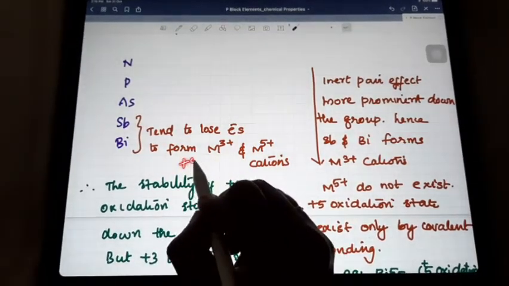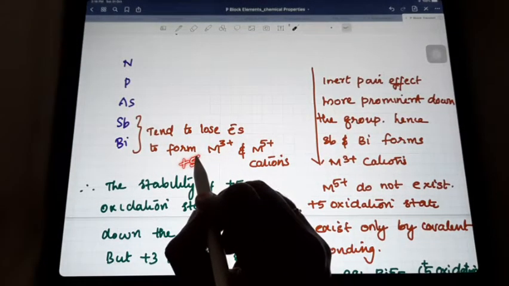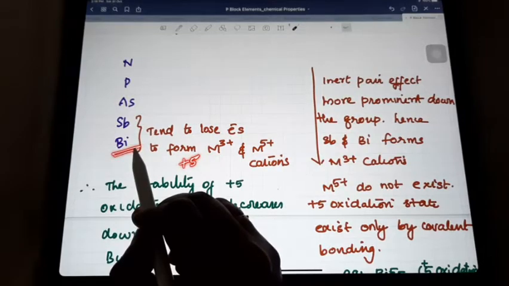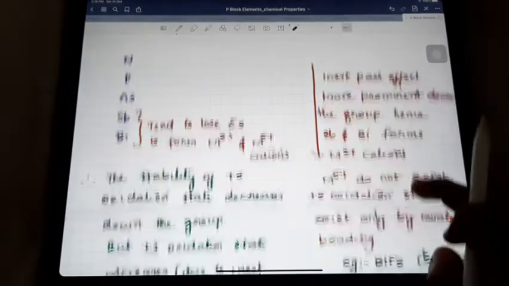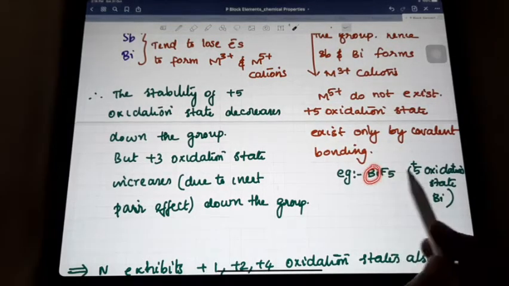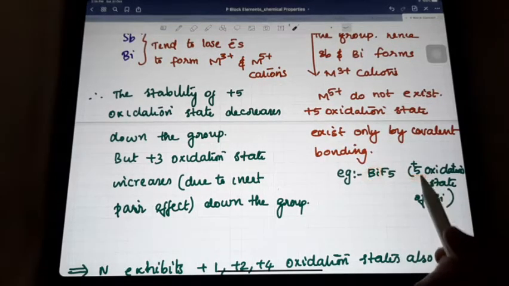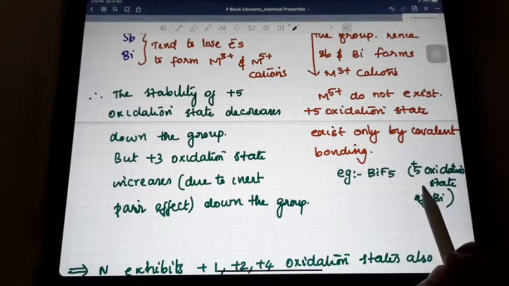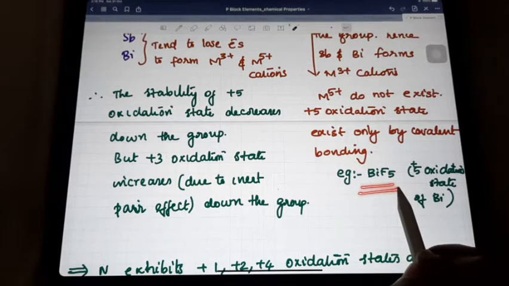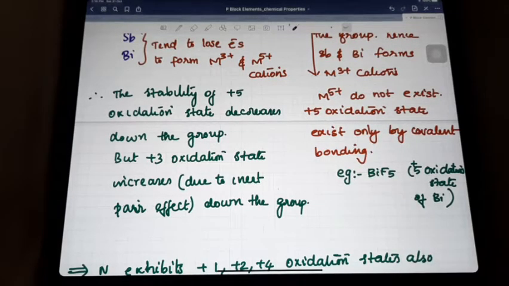This +5 oxidation state is possible only in the case of covalent bonding in bismuth. One example I will give you: BiF5. In that, bismuth exists as +5. Normally bismuth does not exist in the +5 oxidation state, but when there is covalent bonding, if it is possible, in that situation only bismuth forms the +5 oxidation state.